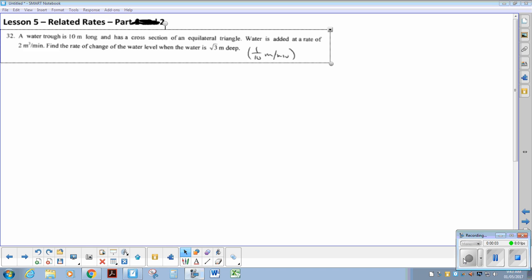Hello, I'm in Unit 4, Lesson 5. This is related rates, and this is part 2 of the homework. So we're looking at a water trough 10 meters long, cross-section of an equilateral triangle.